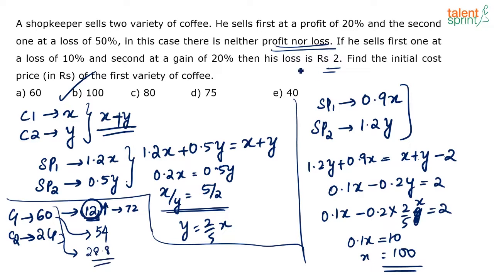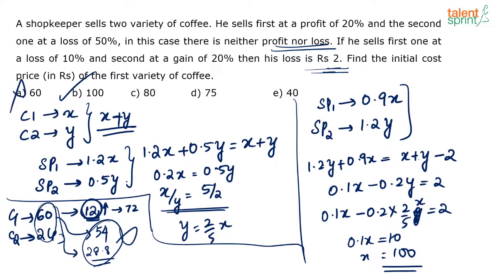Okay, and what are they saying? His loss is rupees 2. What is his total cost price? Total cost price is 60 plus 24. Now total selling price is 54 plus 28.8. But the difference is definitely not 2. So this option is wrong. Now check with the next option. Okay, see, I am explaining to you how to check with the options.